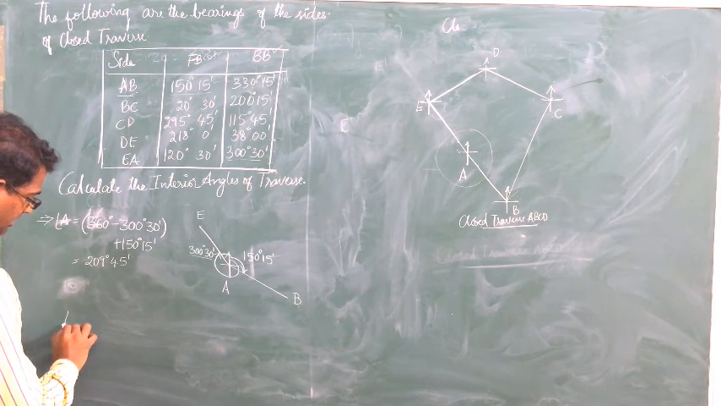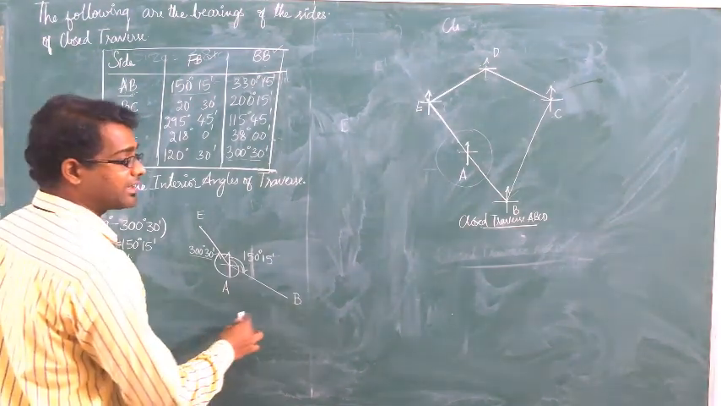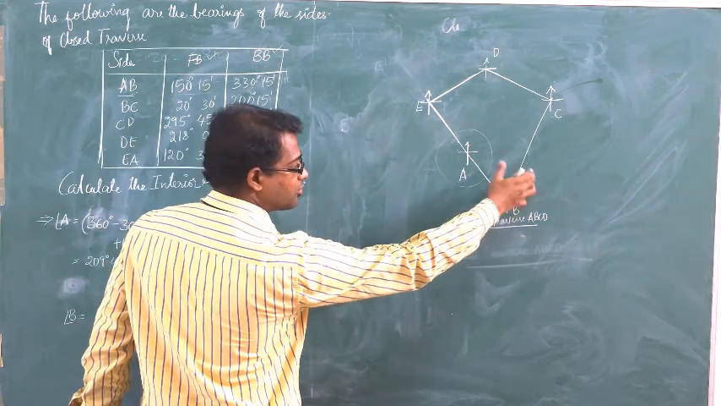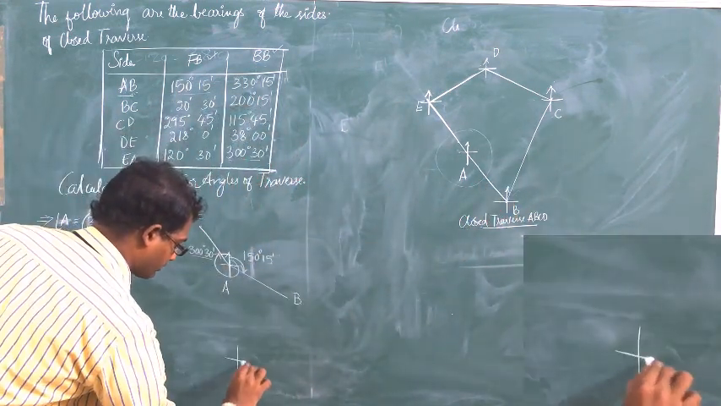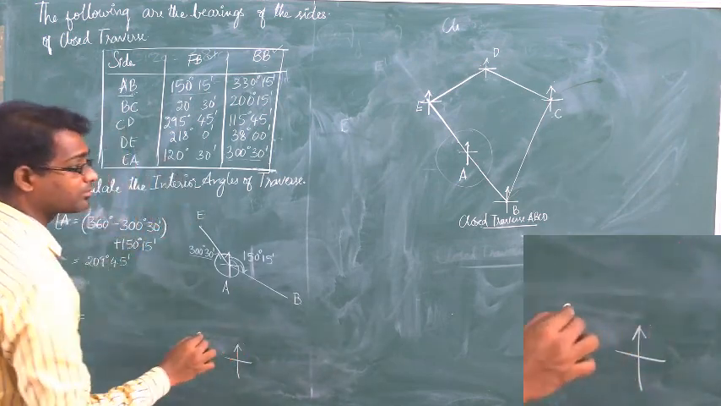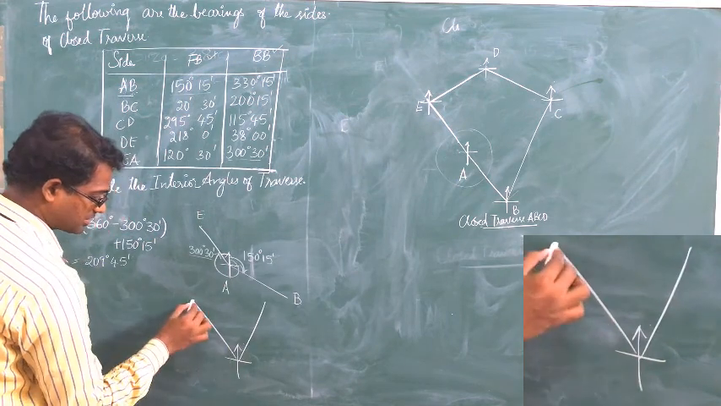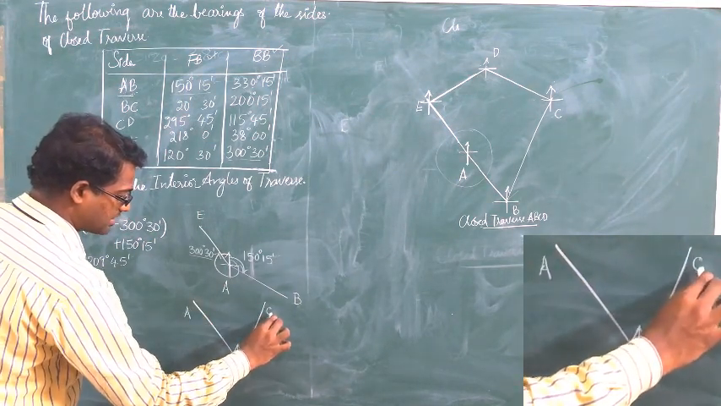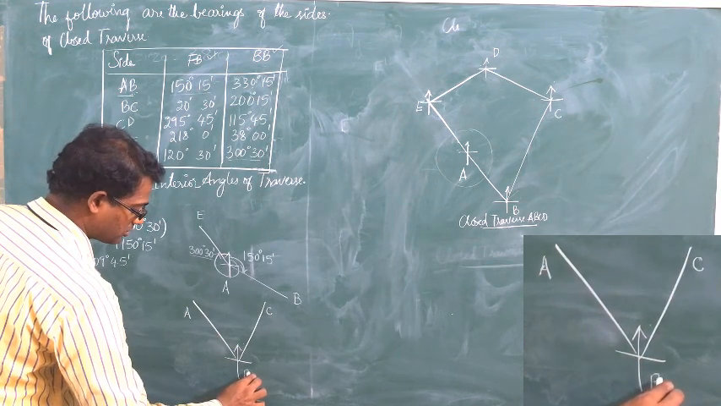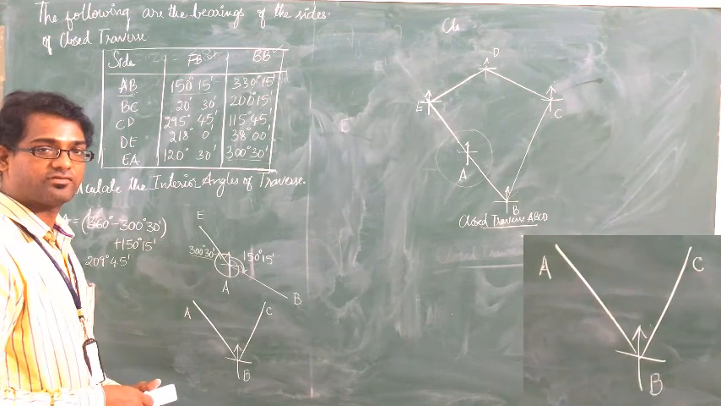Now let us calculate angle B. Angle B, portion of angle B, you plot it here. You have a line here, then you have a line here. This is going to A, this is going to C, and station is B. In order to calculate B, you know the bearings from B.